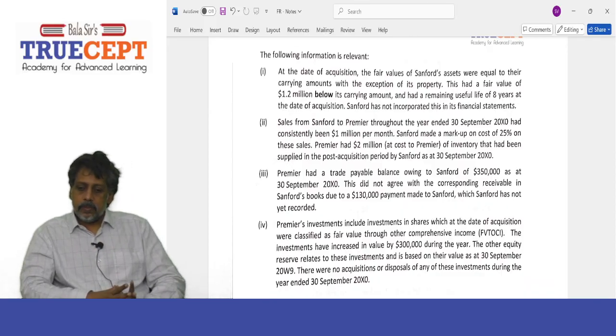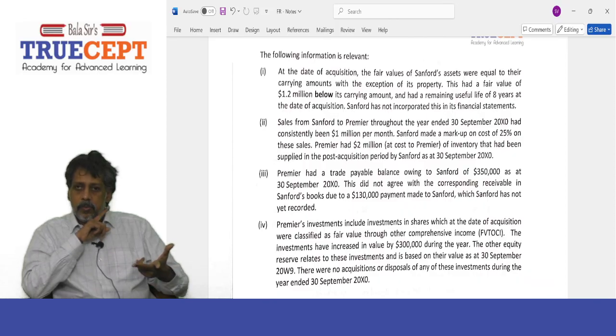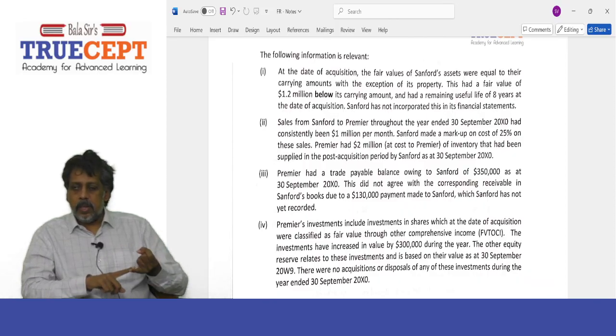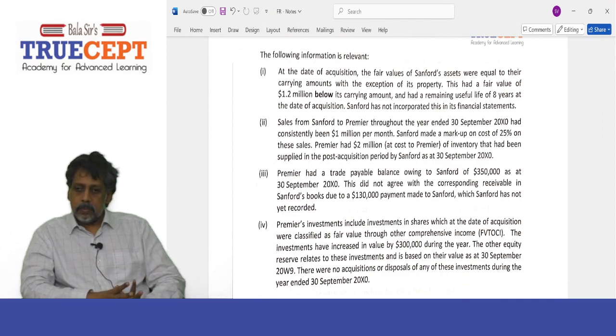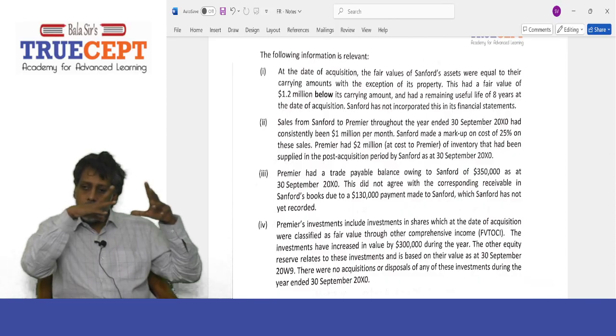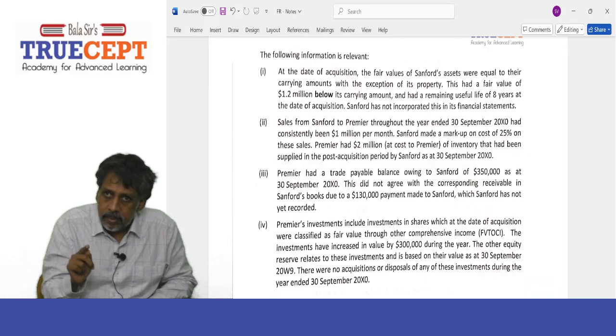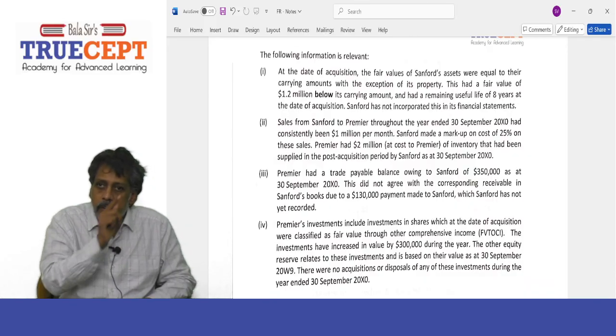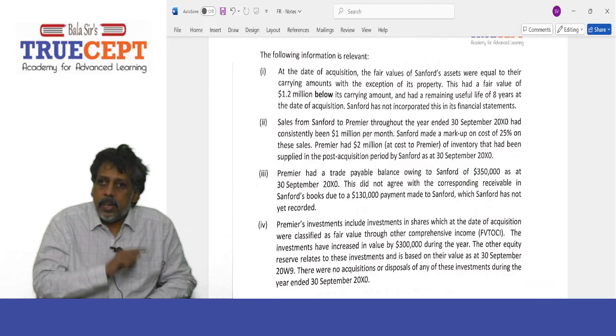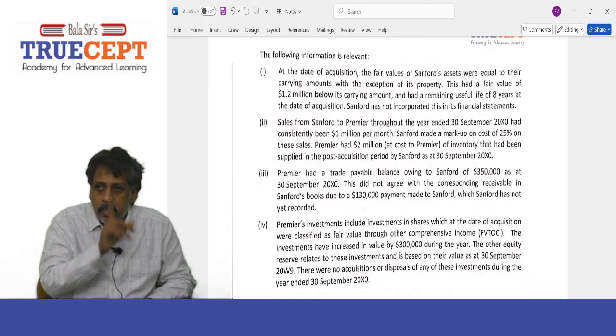Next. Number 2. Sales from Sanford to Premier throughout the year ended 30th September 20X0 had consistently been $1 million per month. You saw that Sanford has been selling goods to Premier at $1 million every month. Sanford made a markup on cost of 25% on these sales. These are given for you to remove any intra-group sales, right? And also remove any intra-group profit not yet realized. Is that clear? That's why even the profit percentage is given.